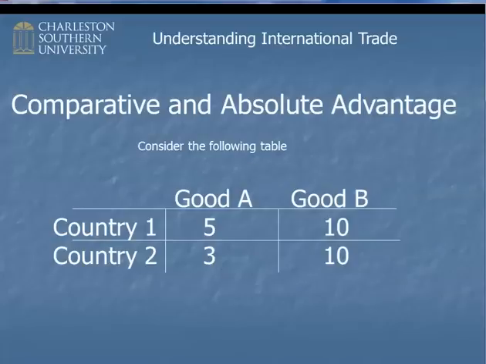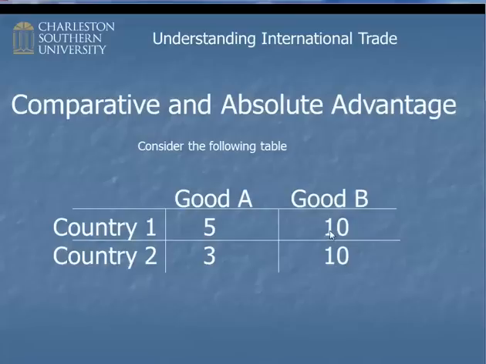Alright, now let's try one a little bit harder. In this case, country 1 has an absolute advantage in good A, but neither country has an absolute advantage in good B. It's a tie. So how will these countries trade? Well, remember, trade depends on the comparative advantage. It doesn't depend at all on absolute advantage. So see who's got the comparative advantage in what.